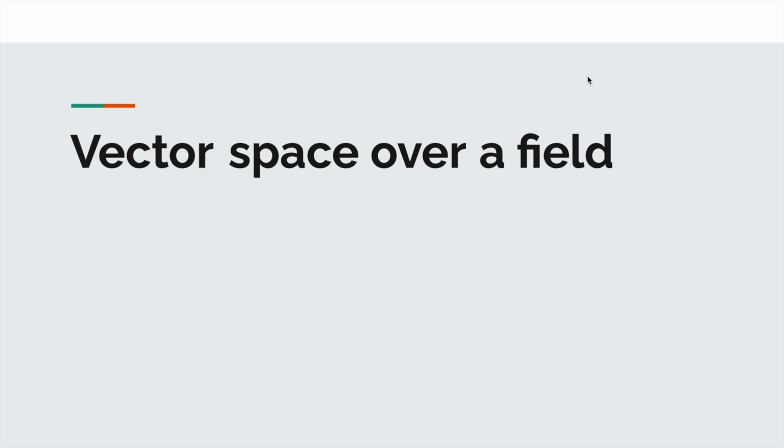Today let's talk about vector space over a field. A field can be the set of real numbers or the set of complex numbers. For simplicity, we choose the field to be the set of real numbers.